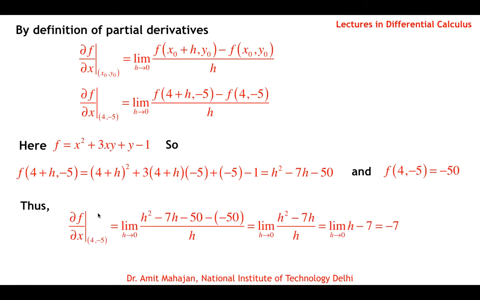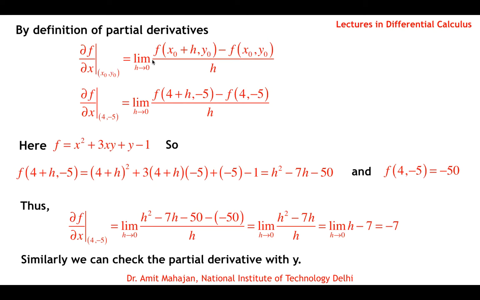If you substitute, the 50 cancels out, and then we can cancel out h as h is non-zero, and taking h tends to 0, this will give minus 7. So it is the same value we obtained algebraically. By definition also it gives the same result. Similarly, we can also calculate the partial derivative with respect to y by the definition of partial derivative. This part I am leaving; you can start from here.